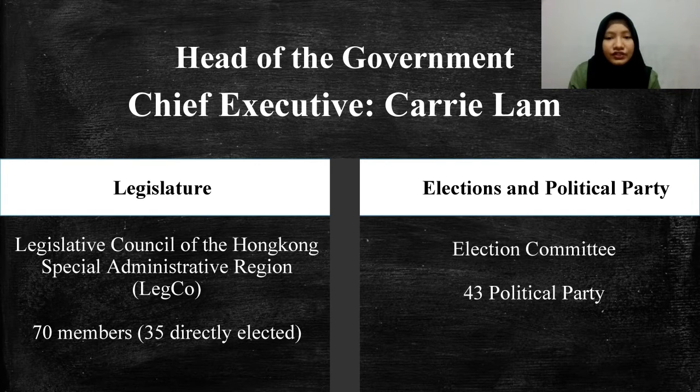For the legislature, Hong Kong has what's so called the Legislative Council of the Hong Kong Special Administrative Region, or the LegCo.